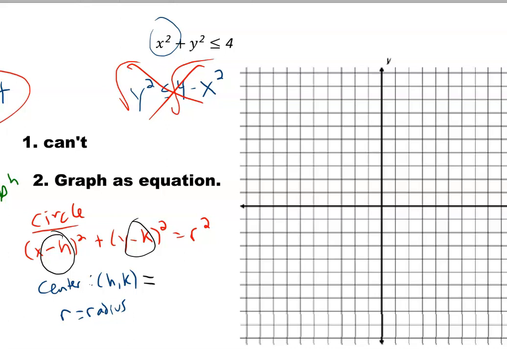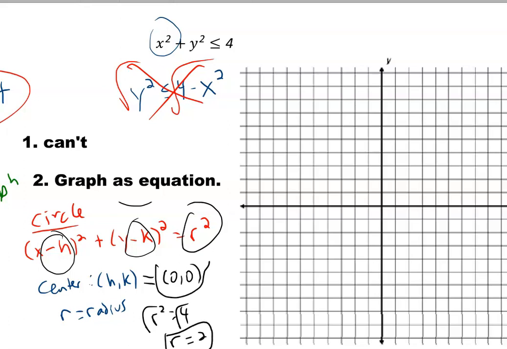This is like x minus 0 squared, right? H is 0. K is also 0 for the same reason. And so the center is going to be 0, 0. The radius is not 4. The radius squared is equal to 4. Then we take the square root of both sides to get that the radius is actually equal to 2. So this circle is centered at 0, 0 and has a radius of 2.